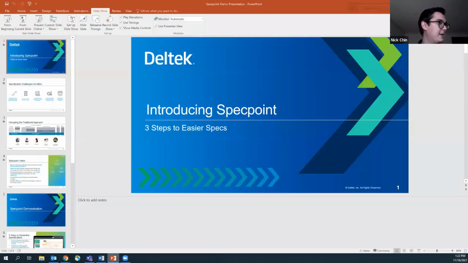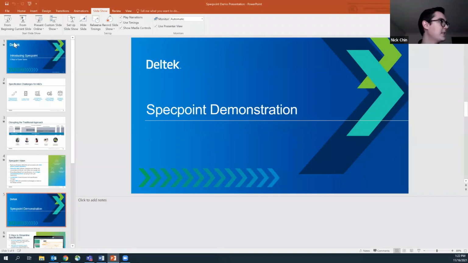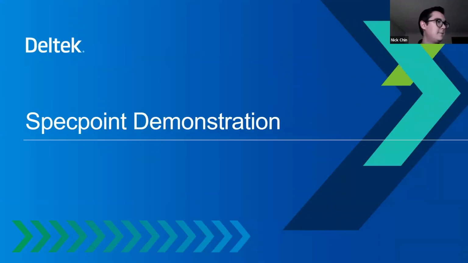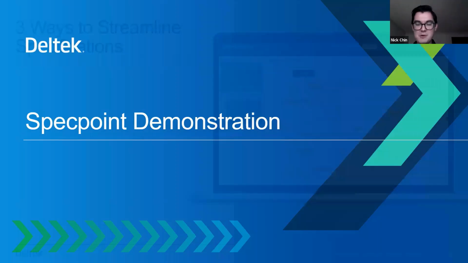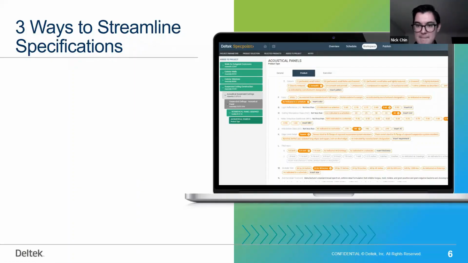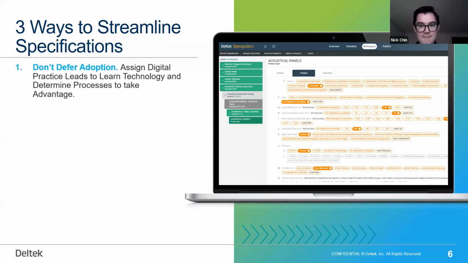All right, so I'm going to pull back up our PowerPoint just to discuss a few closing thoughts. A couple different things that we want to talk about are the 3 ways to streamline specifications. First of which, we feel that waiting on the software to integrate with all the features that you require will be a disadvantage. Instead, we suggest developing a focused team to learn the tool, prepare to teach others, and redefine your process to take advantage of the technology's full potential.